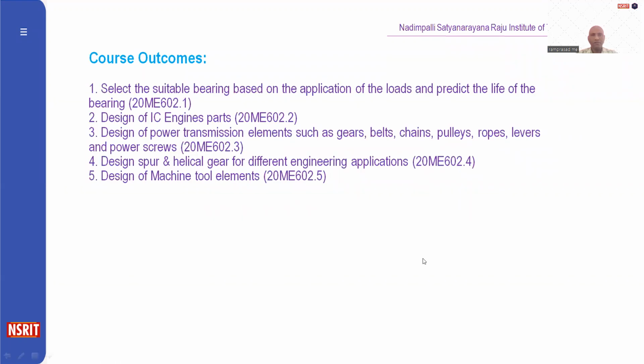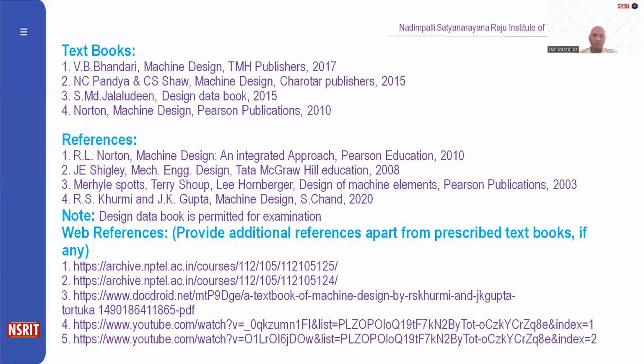These are the 5 outcomes for this course. Select the suitable bearing based on the application of loads and predict the life of the bearing. Design of IC engine parts. Third one is the design of power transmission elements such as gears, belts, chains, pulleys, ropes, levers, and power screws. Design spur and helical gear for different engineering applications. Fifth one is the design of machine tool elements. These are the 5 outcomes.